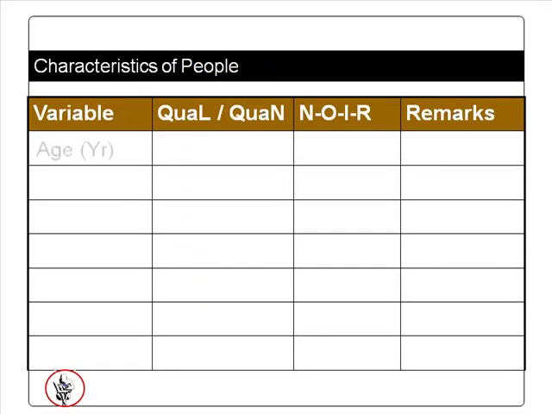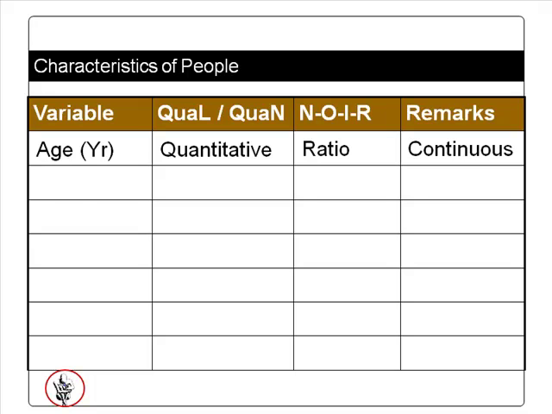We now go on to classify the characteristics of people we have listed earlier into the 4 levels of measurement.